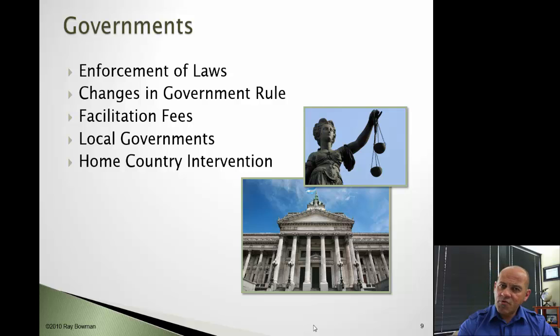The next thing that's important is you may do your homework in terms of government regulations, but you also have to be conscious of how those governments enforce and apply those particular regulations. So you may have countries that may be very tough on enforcement or very lax on enforcement. They may change the way they interpret the law. So from one area of the country to the next, the interpretation of certain laws may be different. You may encounter facilitation fees.